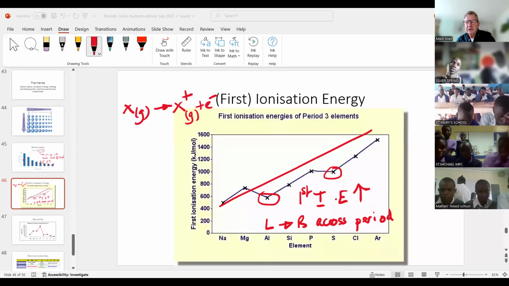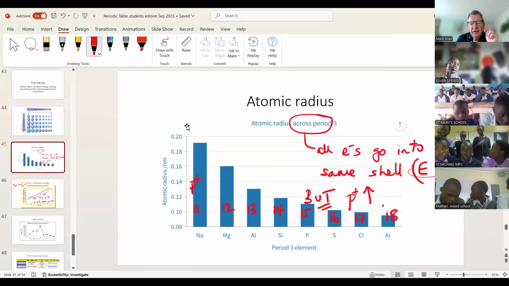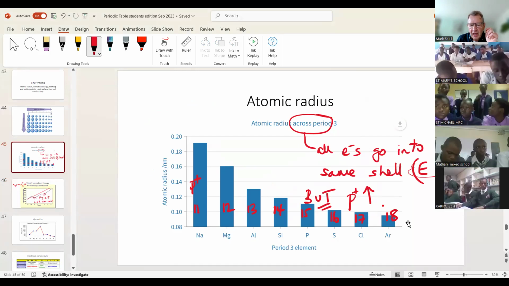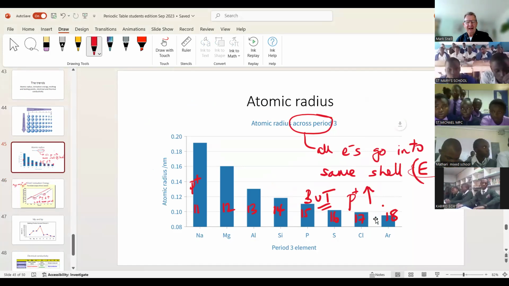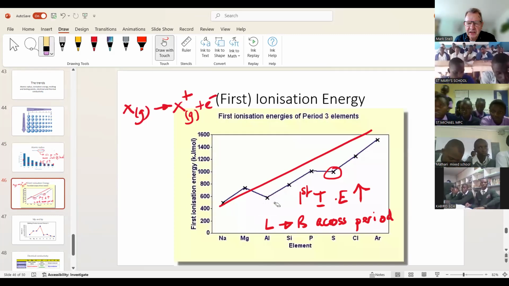So this is the first key piece of idea, that the first ionization energy increases left to right across the period. Why does it increase? For the same reason as this. If the atoms are getting smaller and there are more protons, then the protons will hold the electrons better as you go across. And therefore, the ionization energy increases. It's a very simple, very important idea.